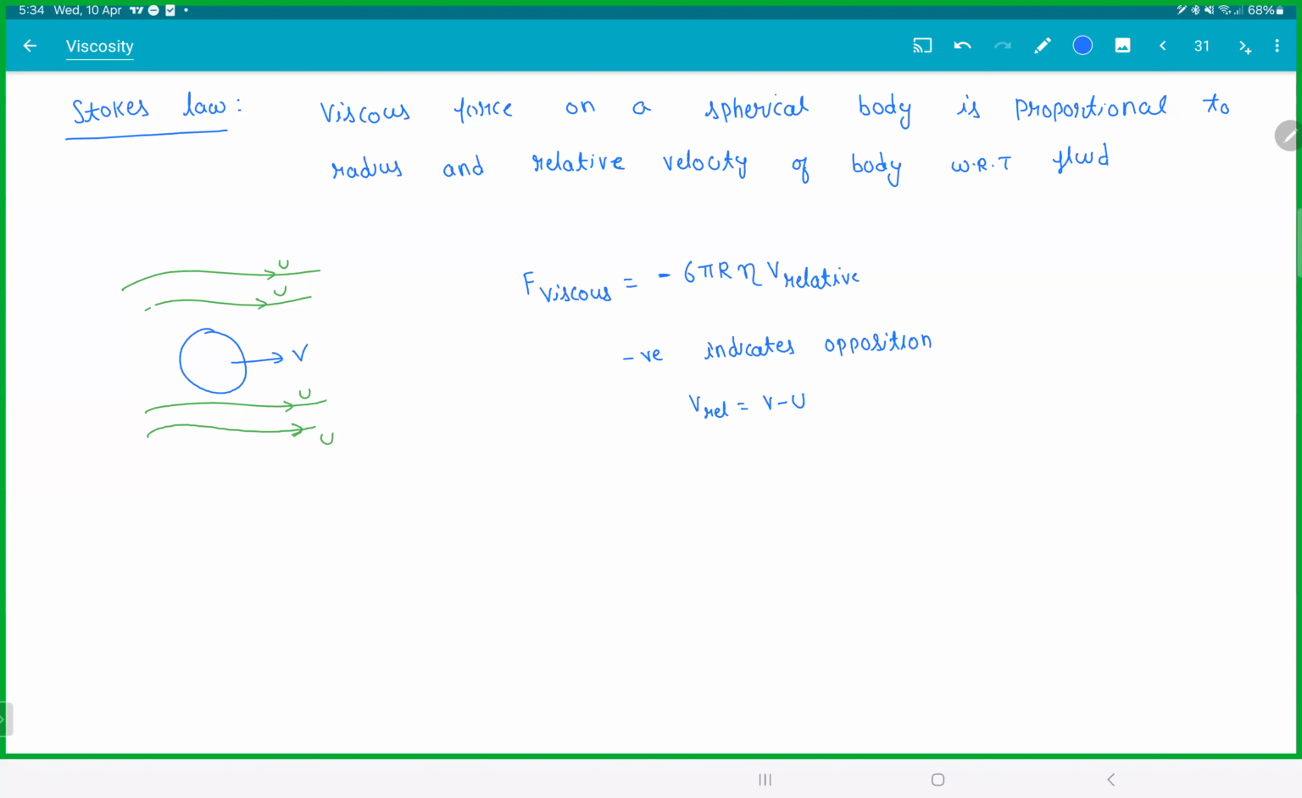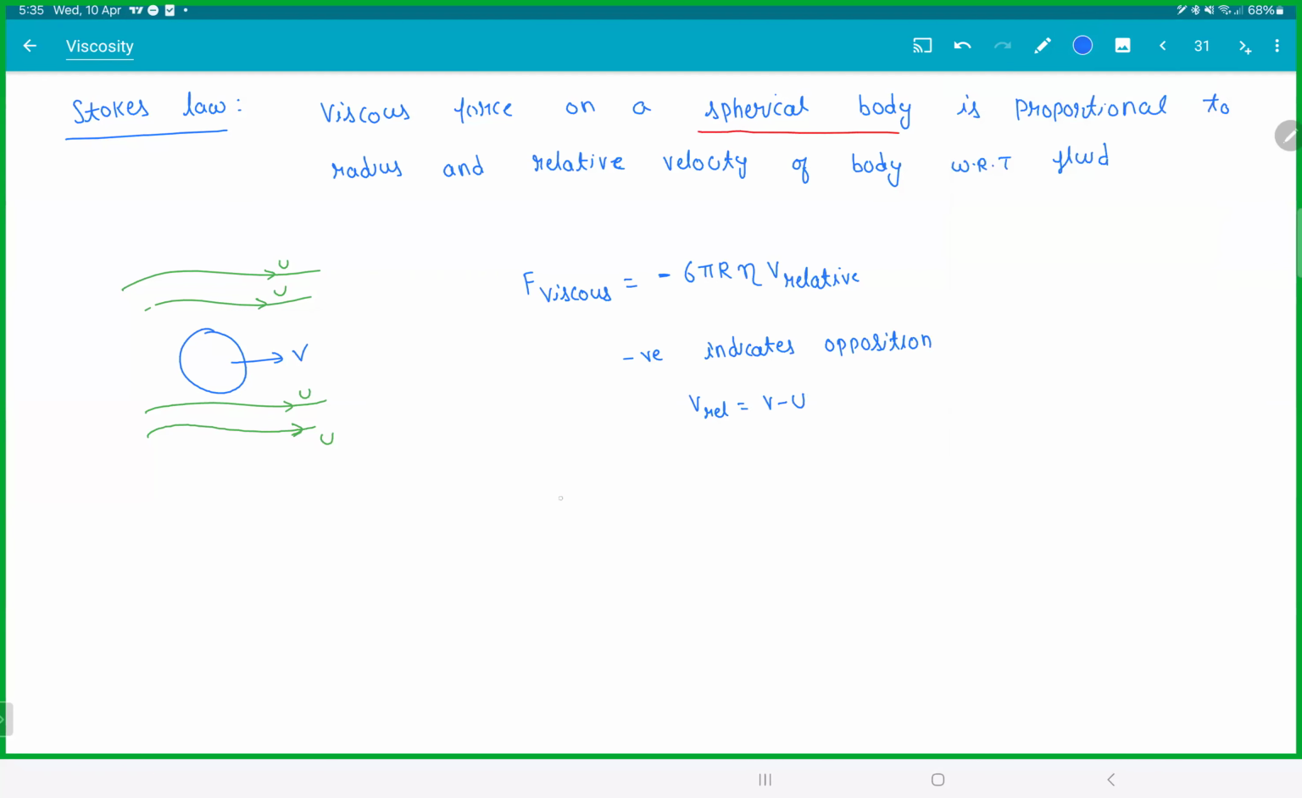Now, this is completely an experimental quantity. There is no theoretical proof for this. The first thing you need to understand is that whatever we proved here is only valid for a spherical body. It is not valid for any kind of shape.